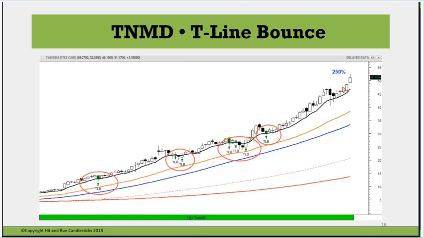My apologies, MM, you're right. I typed it wrong. TNDM, yes, sir, thank you. And look at that T-line run right there.